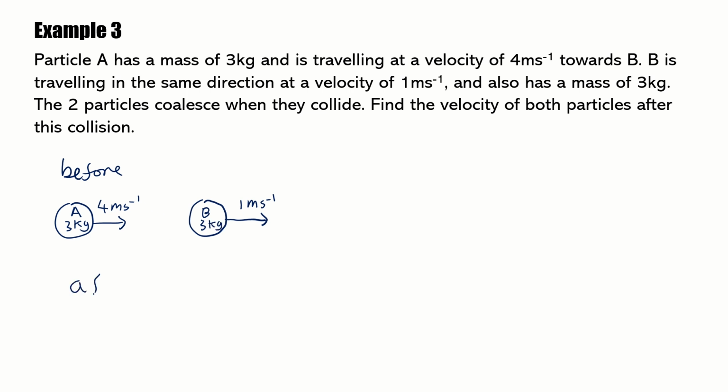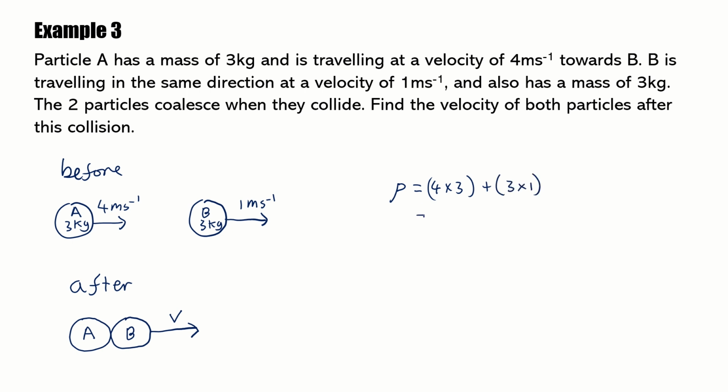And then after the collision, we're told they coalesce. So therefore, we can group them together as one big object, together like this, AB, so therefore they're both going together with the same velocity. We don't know that velocity, so again, let's just call it v and then solve to find it. So before the collision, therefore the momentum is going to equal 4 times 3 plus 1 times 3, or 3 times 1, however you want to write it. And therefore that is going to be 15.